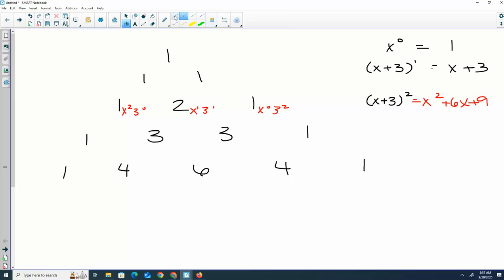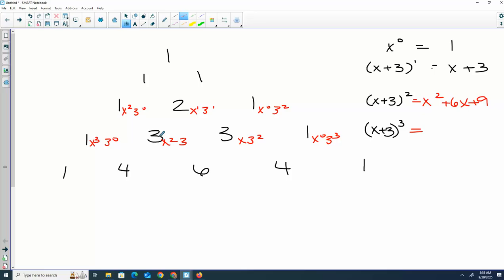So if I asked you to do x plus 3 to the third, this is x to the third, x squared, x to the 0. Your 3's come from this way: 3 to the third, 3 squared, 3 to the 0.